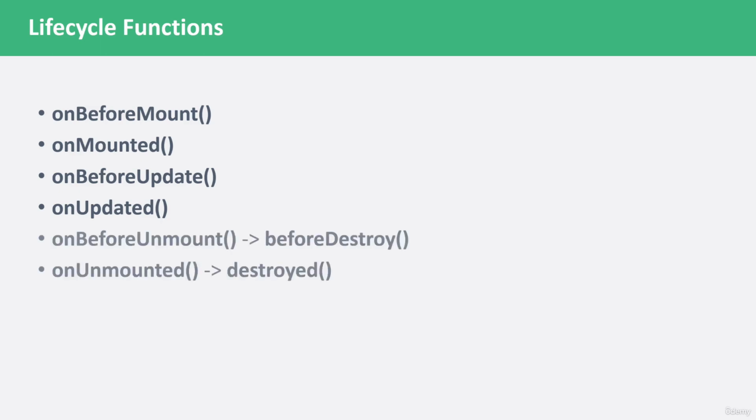Two functions have been renamed. The beforeDestroy hook has been renamed to beforeUnmount, and the destroyed hook has been renamed to unmounted. The name changes have been made to more accurately describe what happens to a component when it's removed from the document. There are additional lifecycle functions such as the activated and deactivated hooks. These are called if you're wrapping your components with the keep alive component. It's not common to use these, but they are available.